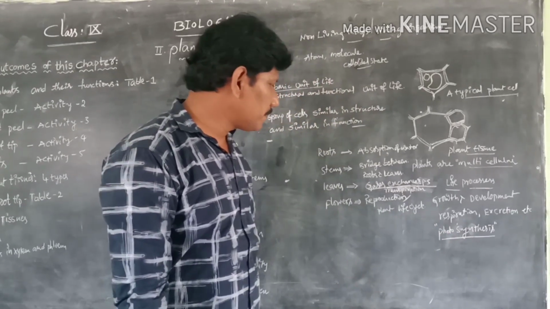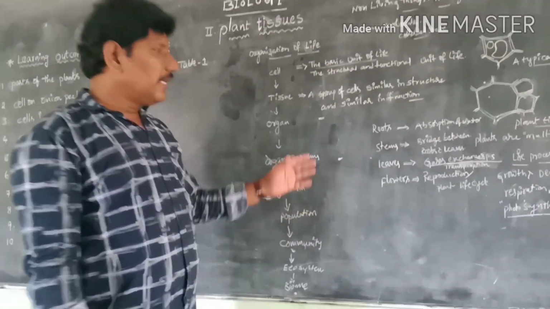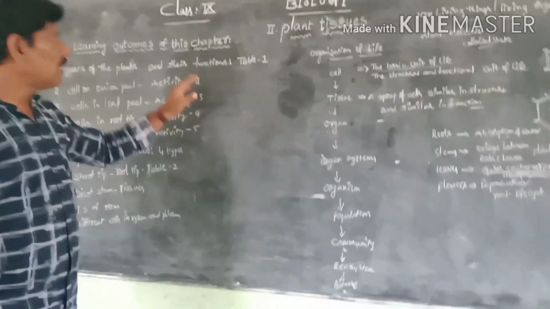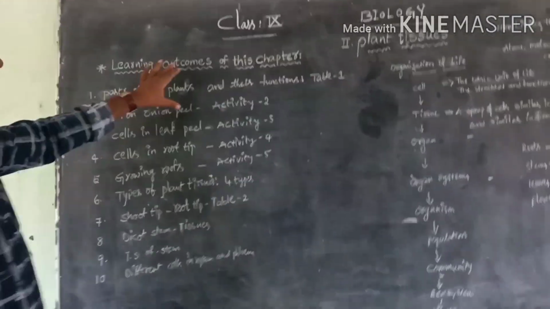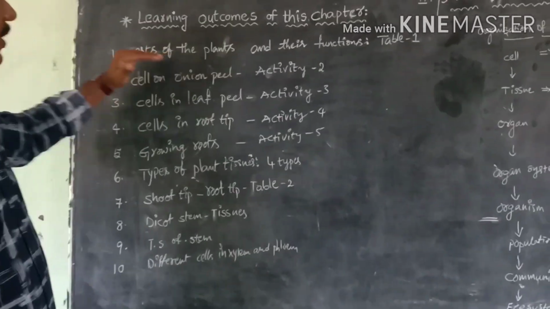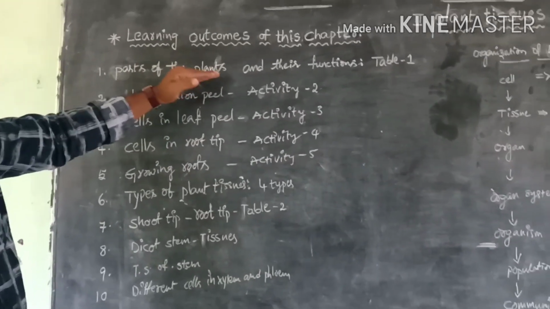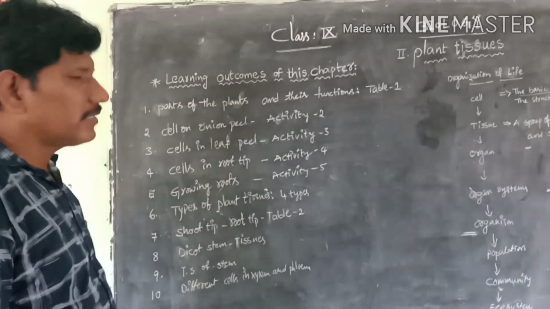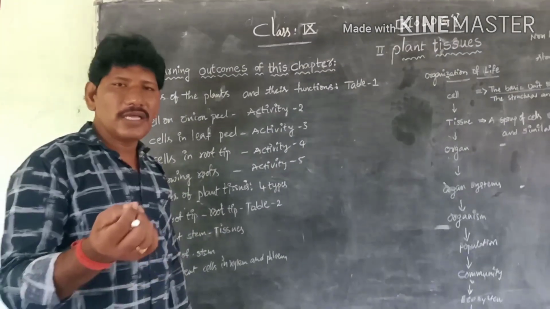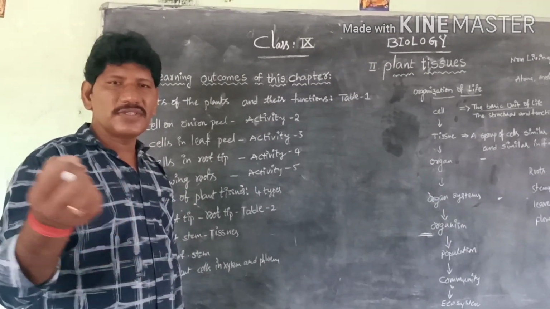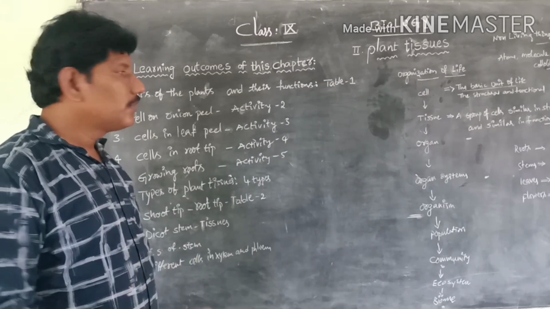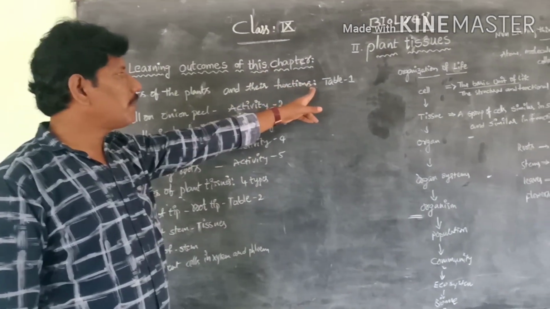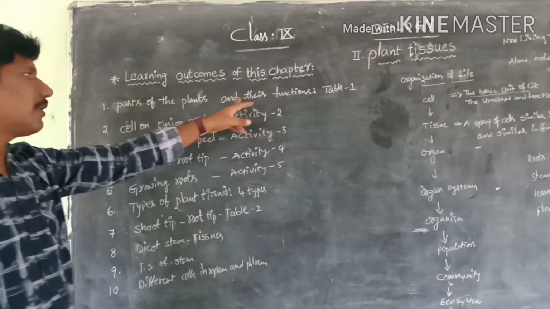Now coming to the topic, the learning objectives of this chapter are very limited. The first one is parts of the plants. Already in the lower classes, the primary classes, we learned about the parts of the plant like root, stem, leaves and flowers and their functions. So we have to make it in tabular form and complete the table. This is activity number 1.